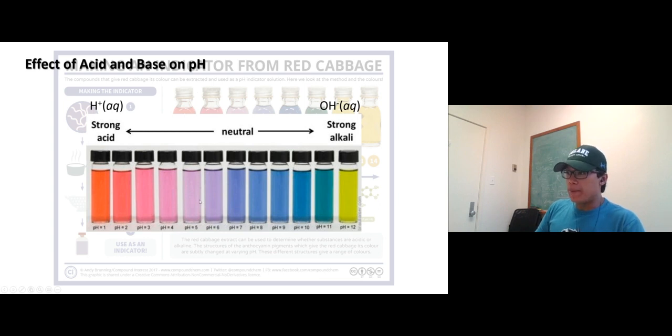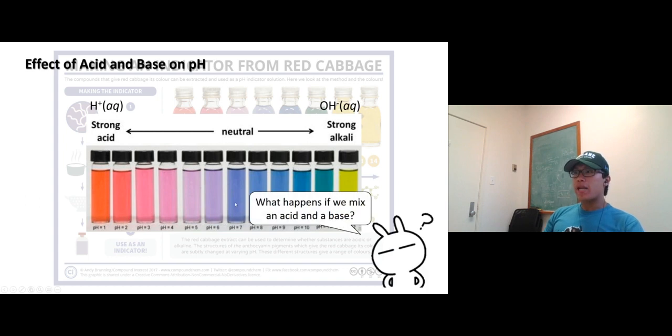Okay, if you look right here, this solution contains a universal indicator, so it changes color as the pH of the solution changes, right? Adding an acid, we get more acidic. So pH 1 is red, pH 2 is more pink, and it goes to purple. And when it becomes a basic solution, it goes to blue, green, yellow.